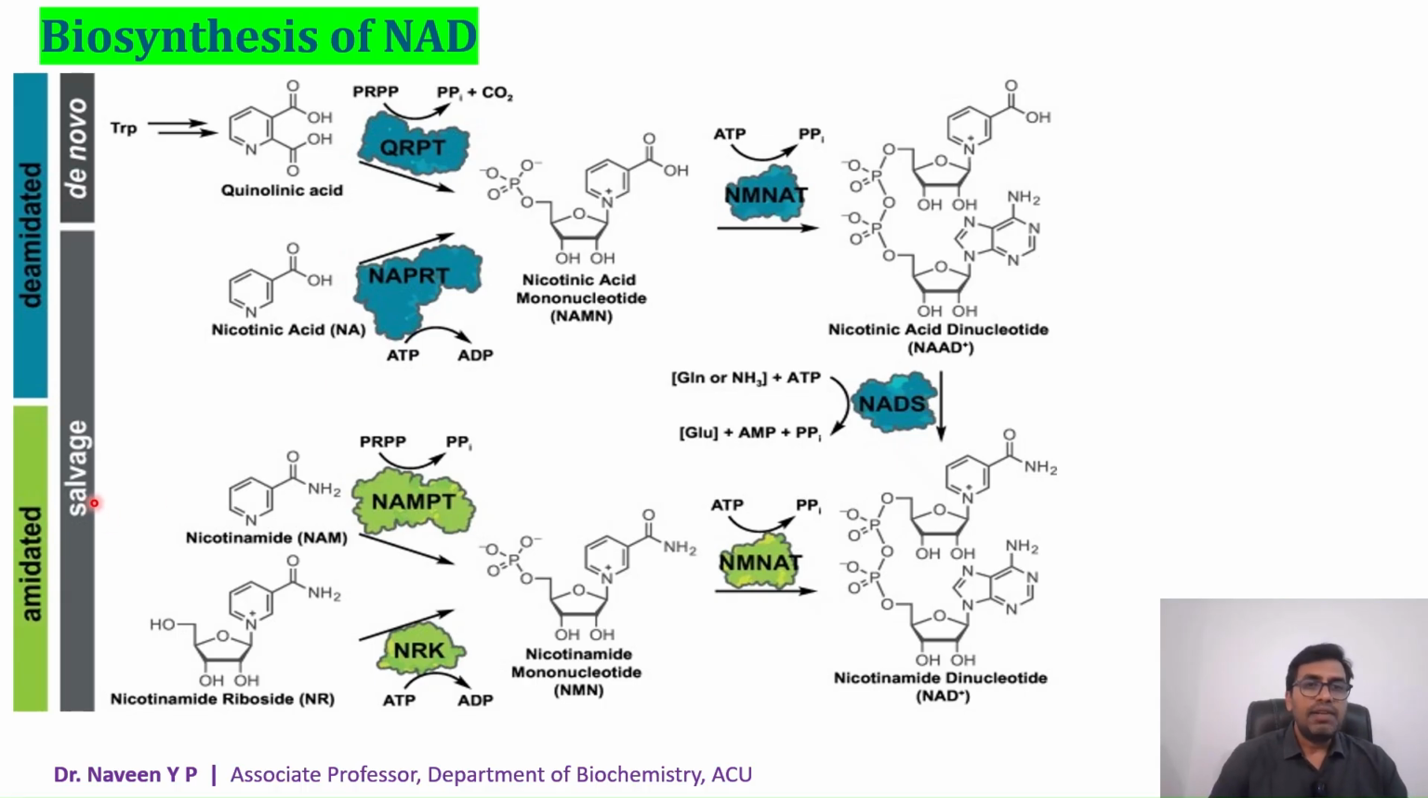Now, in the salvage pathway, we have two other ways in which the NAD can be generated. One is by nicotinamide. You can see the difference between nicotinic acid and nicotinamide is here. A COOH group is there, and a CONH2 amide functional group is here. Now, nicotinamide, by the action of the enzyme called nicotinamide phosphoribosyl transferase, will have addition of a ribose and phosphate group at this particular position here to convert into nicotinamide mononucleotide.